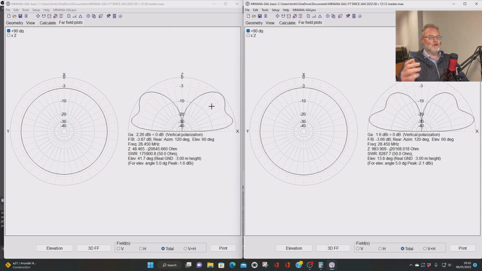Now let's look at it from another point of view. If we've got this antenna where we're taking it portable.